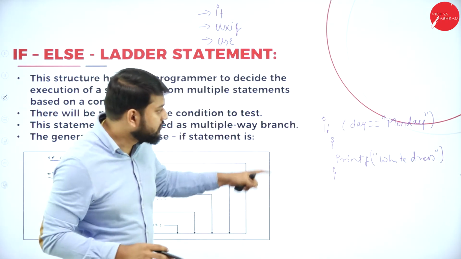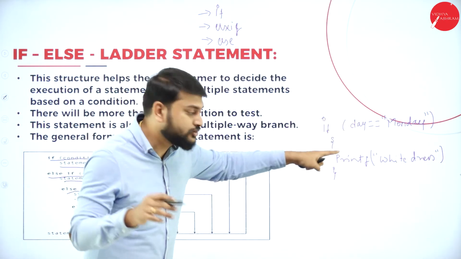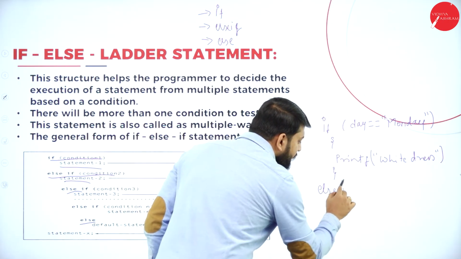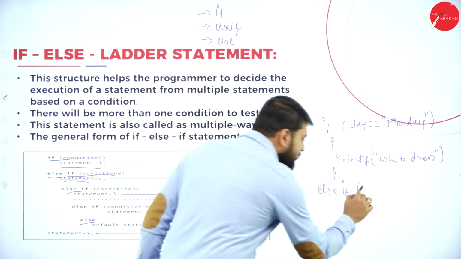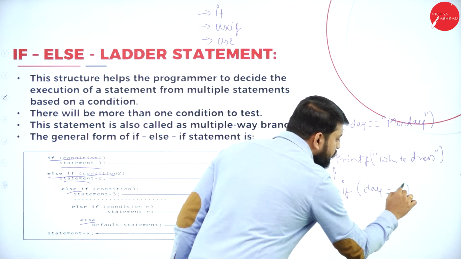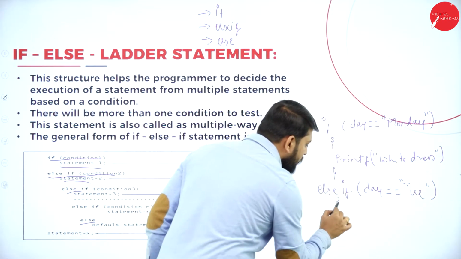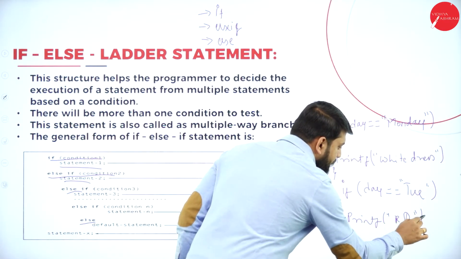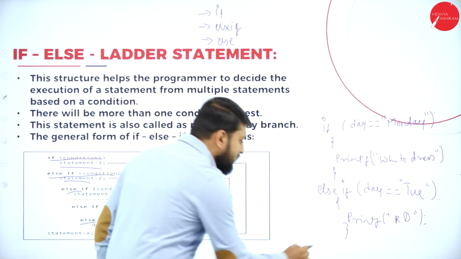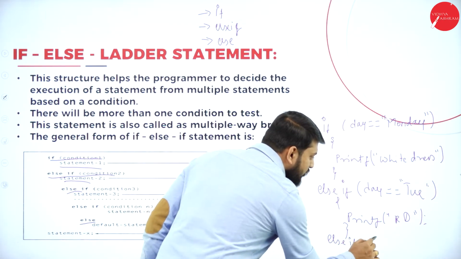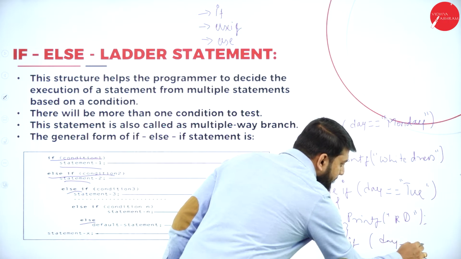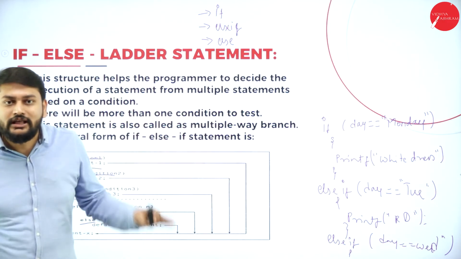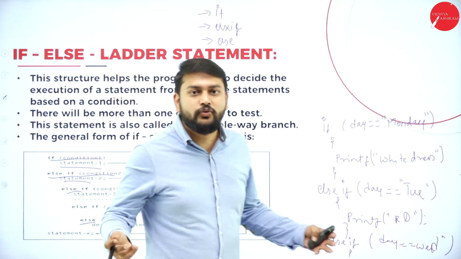Why? Because if the day is equal to Monday, what do I have to do? I have to take the white dress. Else if, again you can check a condition. What is the condition that you will check? Day is equal to Tuesday. What will you do? Print red dress. In the same way, you have one more day. Else if day is equal to Wednesday. What will you do? You will mention that. Like that, you will write till Saturday or Sunday, whatever you want.